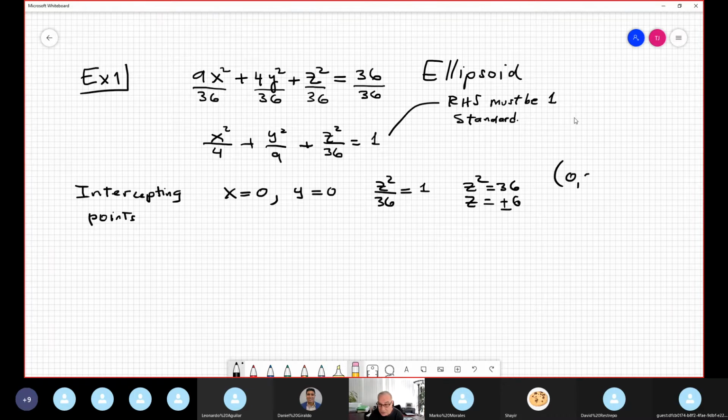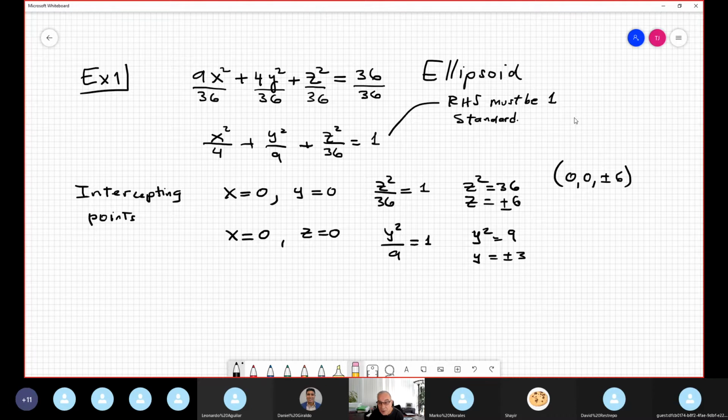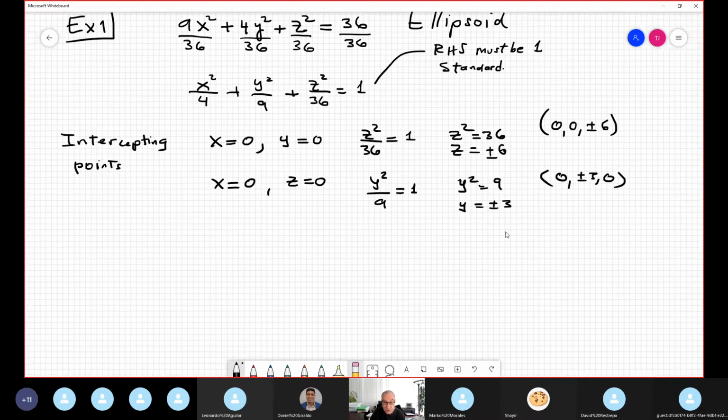The points are 0, 0, plus or minus 6. So we have 2 points, one positive and one negative on the c-axis, because you assume x is 0, y is 0, and c is plus or minus 6. Likewise, x equals 0, c equals 0, another variable missing. Because we have y squared over 9 equals 1. Similarly, this is the quadratic equation again, and the solution is plus or minus 3. The point is 0, plus or minus 3, 0, because you assume x is 0, c is 0, and I discover using algebra that y has 2 values.